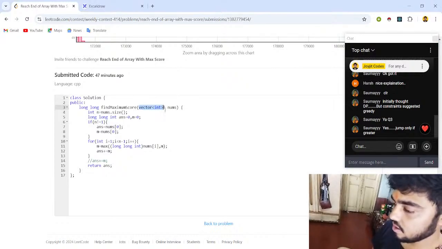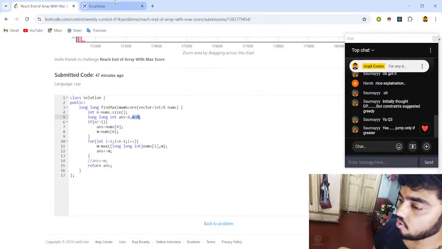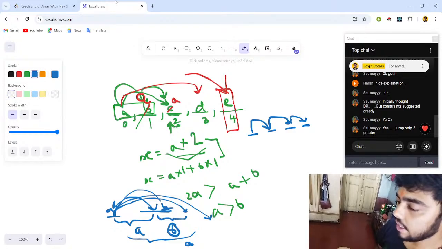So you got the vector nums, and this n is the size of nums, and answer is basically the score. This m is going to give you the maximum. As I told you, we are only going to jump if that is greater or not. So basically it is obviously better for us to take the maximum value that we have encountered till that position and give that position that value, right?